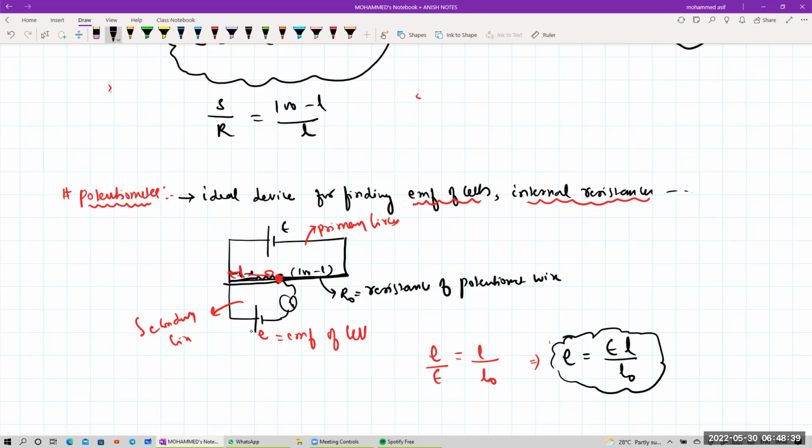What are L and L naught, beta? Can anyone tell me? E is known as what? EMF of the primary circuit. L is your balancing length. L naught is your actual length of the wire, so the length of the potentiometer wire. L is your balancing length. Okay, now?